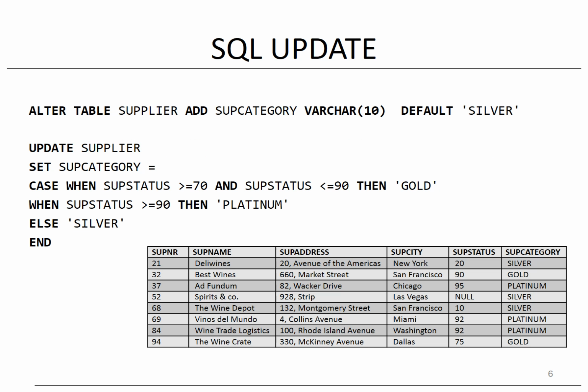Here you can see a combination of an alter table and update instruction. The alter table instruction adds a column subcategory with default value silver to the supplier table. An update instruction is then used to set the values of this new column. In case the supplier status is between 70 and 90, a gold status will be assigned. In case it's higher than 90, it will be set to platinum.